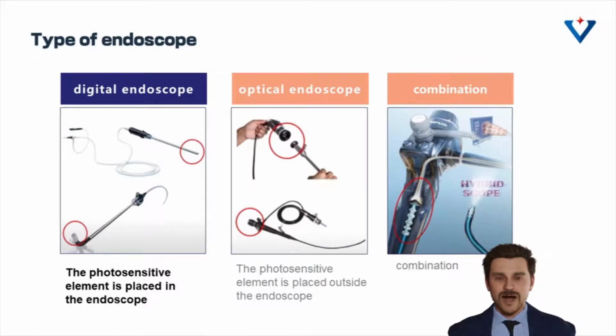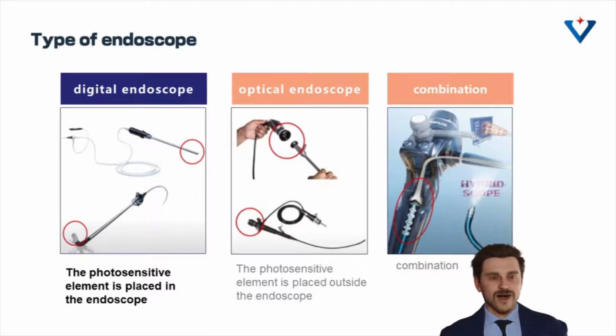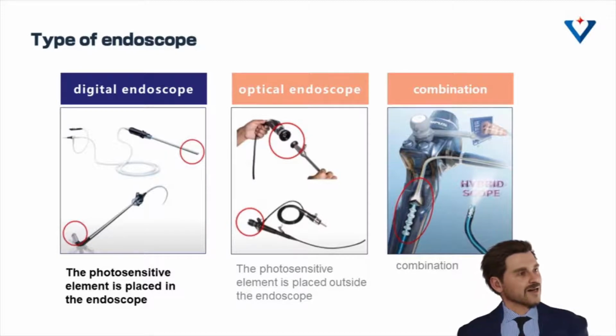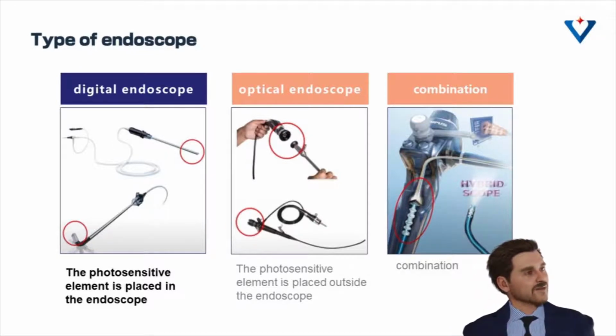According to the principle of optics, there is digital endoscopy and optical endoscopy. If the photosensitive element is placed in the endoscope, we say it is a digital endoscope. There is no camera, there is no eyepiece cup, and you cannot see directly with your eyes. If the photosensitive element is placed outside the endoscope, we say it is an optical endoscope. There is a camera, there is an eyepiece cup, and you can see directly with your eyes. So for now, we know that our endoscope is a flexible digital endoscope.